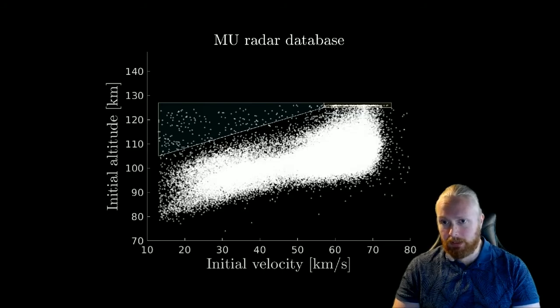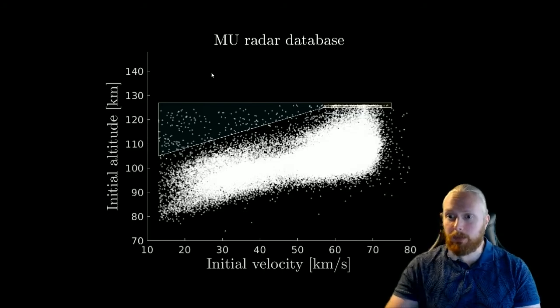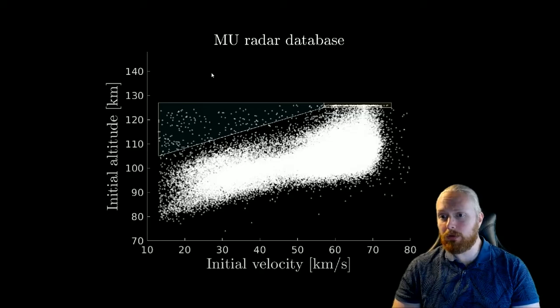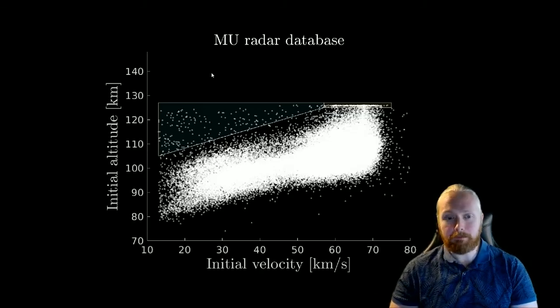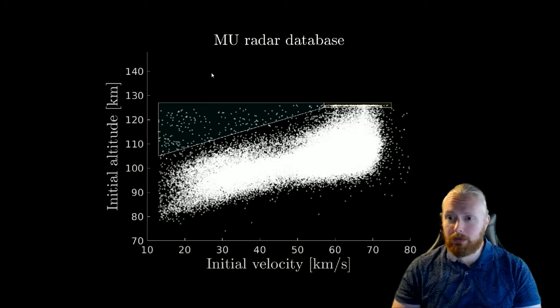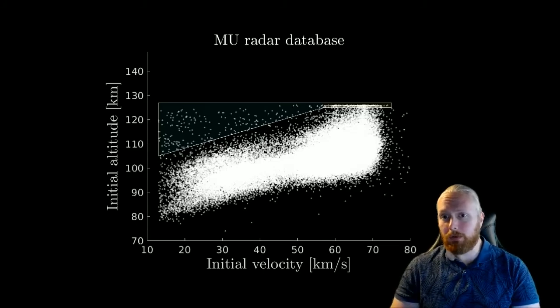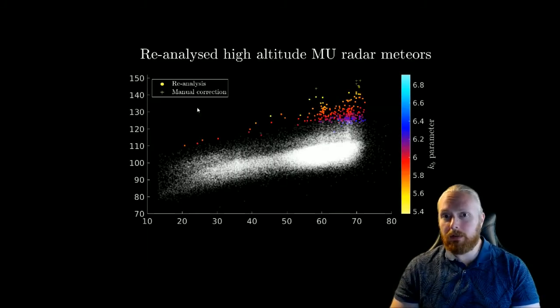This clustering here is due to the previous match filtering code not being able to handle partial sequences of transmitted pulse codes. After the update, we ran the new pipeline on all of these, and here are the results. There were also 2 showers, one shower here and one shower here present in this data, but we do have radar meteors confirmed up to approximately 150 kilometers starting altitude.